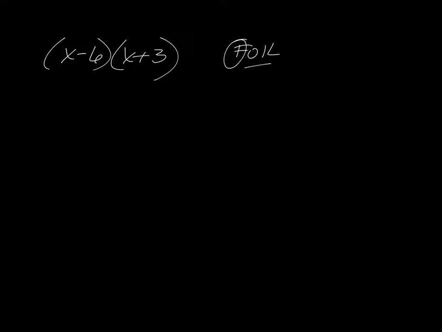So we're going to multiply the first terms together. The first terms are x, and we get an x squared. The outside terms would be this x and this 3, and we're going to get 3x. And then we're going to multiply the inside terms, which is this negative 6 and this positive x. They're inside. They're the closest together. Negative 6 times x is negative 6x. And then we're going to multiply finally the last terms, the negative 6 and the 3. And that gives us a negative 18.